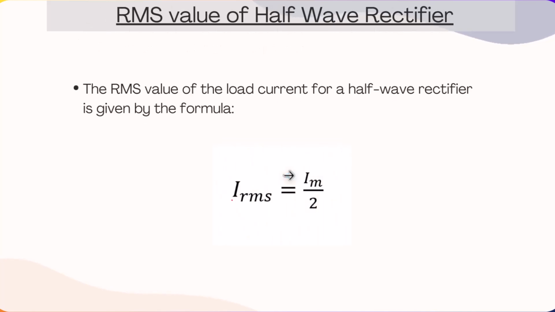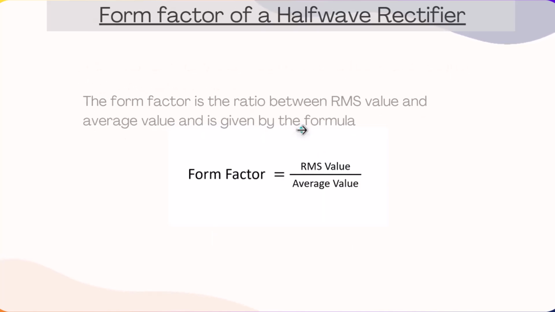RMS value of half-wave rectifier. The RMS value of the load current of half-wave rectifier is given by the formula given below. As you can see, IRMS is equal to Im by 2. Im here is the maximum current which can flow through the circuit.